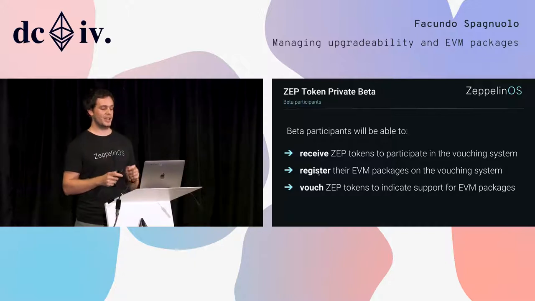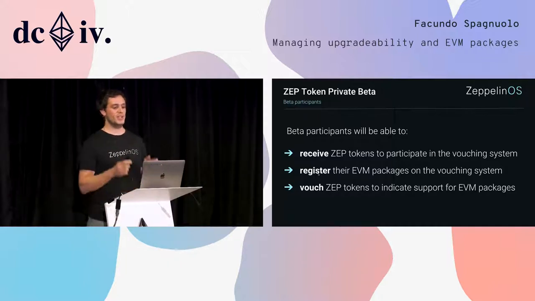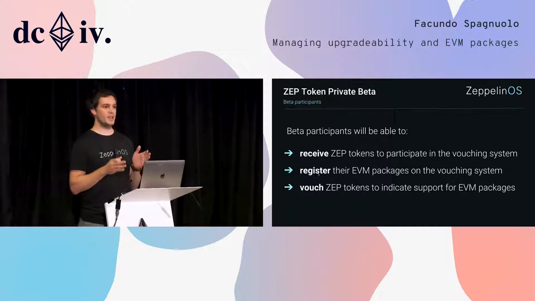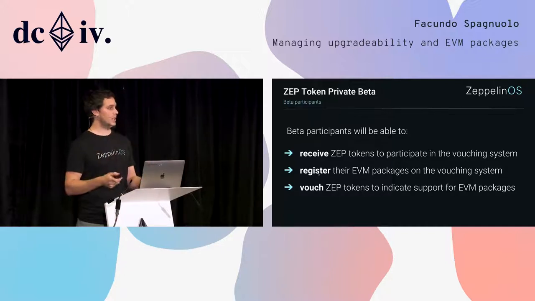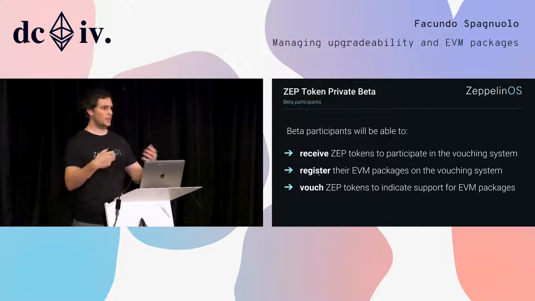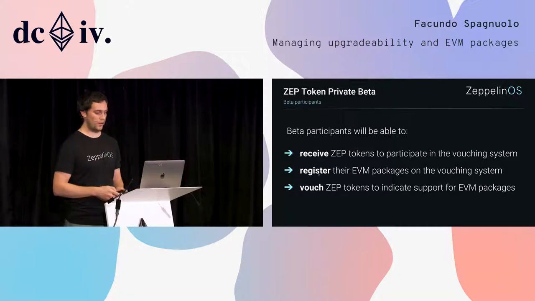Just a quick clarification here. This doesn't mean that Zeppelin OS is not available for everyone. Zeppelin OS, as I said before, is open source, and you can use it right now if you want. It just does mean that the beta participants are the only ones that are going to be allowed to start testing the vouching system. Those are the ones that will receive some ZEP tokens, the ones that can start vouching for some EVM packages that are already deployed, the ones that will be allowed to register EVM packages on our vouching system, and so on.